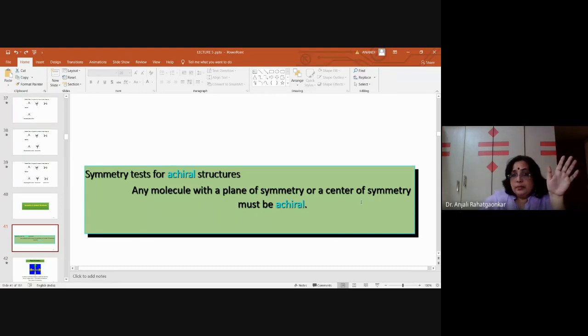समझ गए आप? Any molecule which has a center of symmetry, axis of symmetry, plane of symmetry, or alternating axis of symmetry, such molecules are achiral molecules. They cannot be a chiral one. They are achiral. ठीक है?